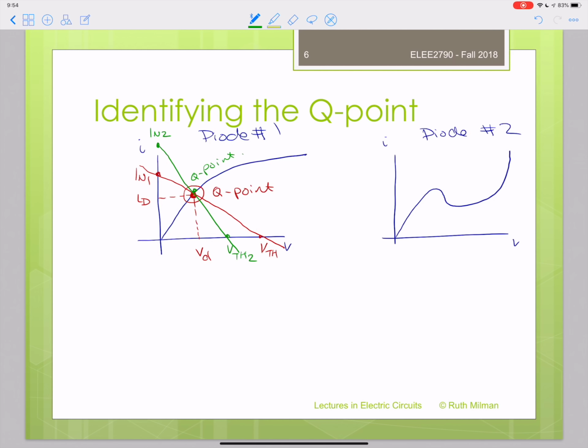And of course, this is completely dependent simply on the current and voltage setup in our actual circuit. So let's say here's our Norton current number 3. Let's say here's our Thevenin voltage number 3. Notice that these will come at a completely different spot. And that is our Q point for circuit number 3.